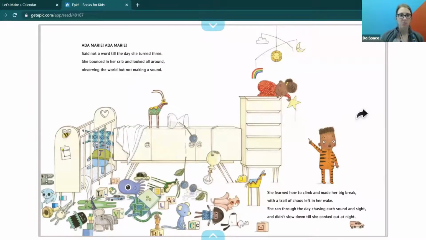Ada Marie said not a word until she turned 3. She bounced in her crib and looked all around, observing the world, but not making a sound. She learned how to climb and made her big break with a trail of chaos left in her wake. And she ran through the day chasing each sound and sight and didn't slow down till she conked out at night. You know what conked out means? It means she just fell right asleep. Looks like she conked out, fell right asleep on her dresser.